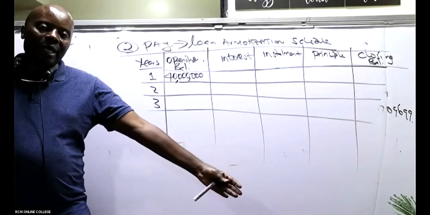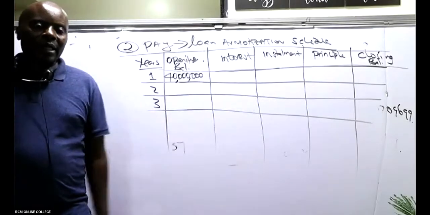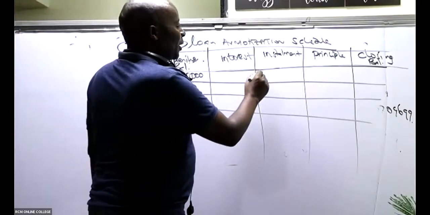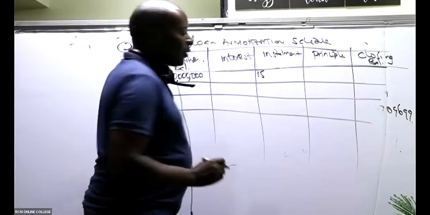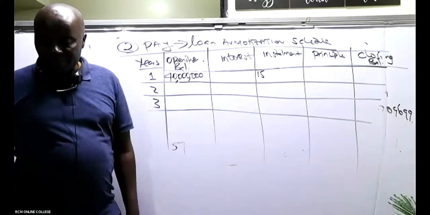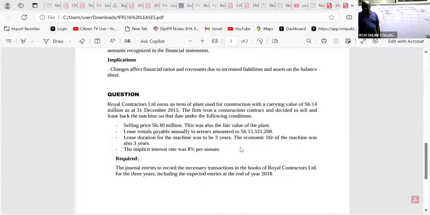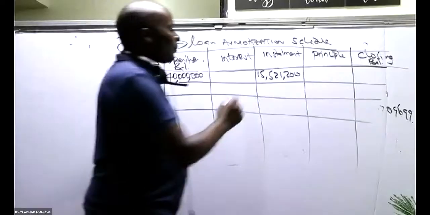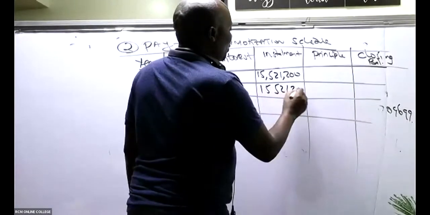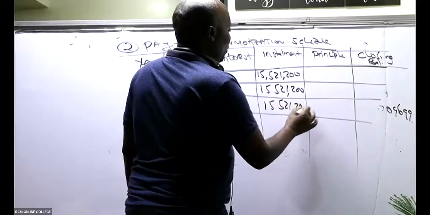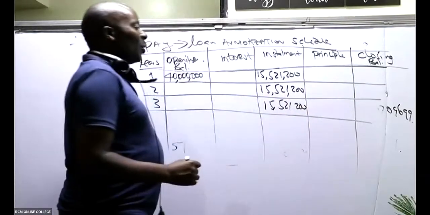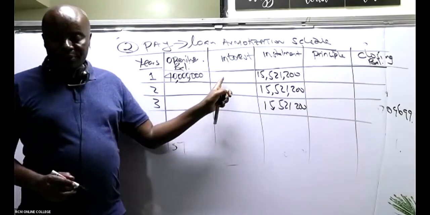We are paying our total obligation, which is 40 million, and this is how we shall pay it. We know the installment per year: 15,521,200. Remember, we are paying this on an equal basis. But it can't be that easy. There will be issues like interest. Interest will be there.